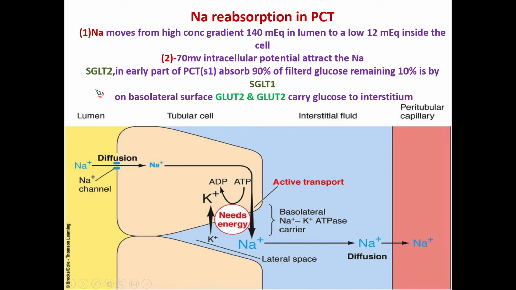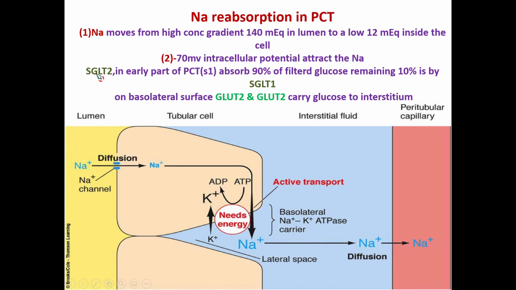Then we have different glucose transporters present on this. Although they are not shown here, we are going to see them in the next slide, which is known as the sodium glucose transporter 2, SGLT2. Sodium glucose transporter 2 is in the early part of the nephron. The proximal convoluted tubule is divided into two parts, the first part and the second part, and some physiology texts divide it into three parts. But mainly the first part contains the sodium glucose transporter 2, which reabsorbs 90% of the filtered glucose.